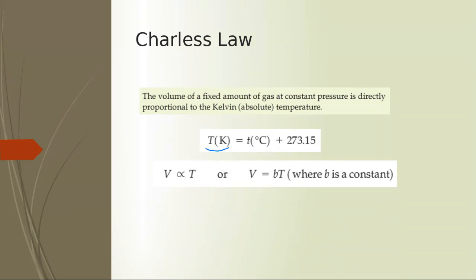The amount of gas and the pressure are fixed, constant, and only the volume and temperature are used in Charles' law. If the temperature is higher, the volume is higher, because at a higher temperature the gas molecules move farther apart, so the volume gets higher. So they are directly proportional. This is the important thing.